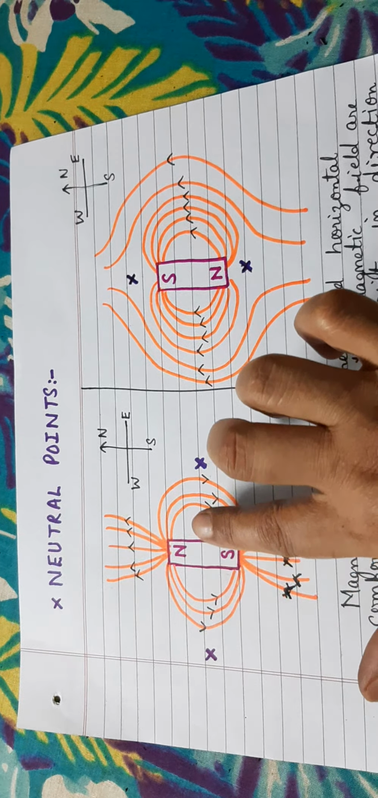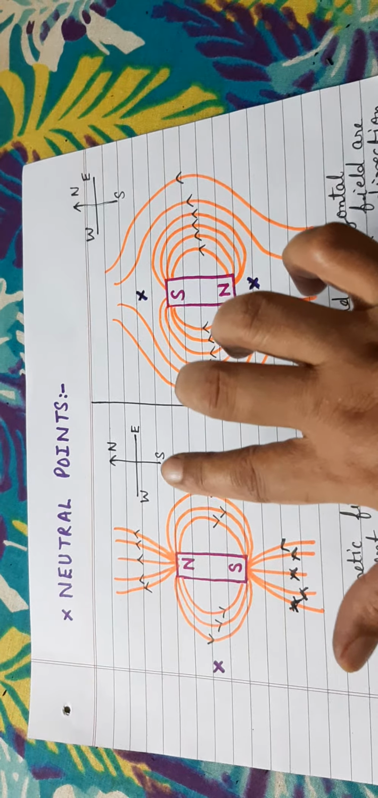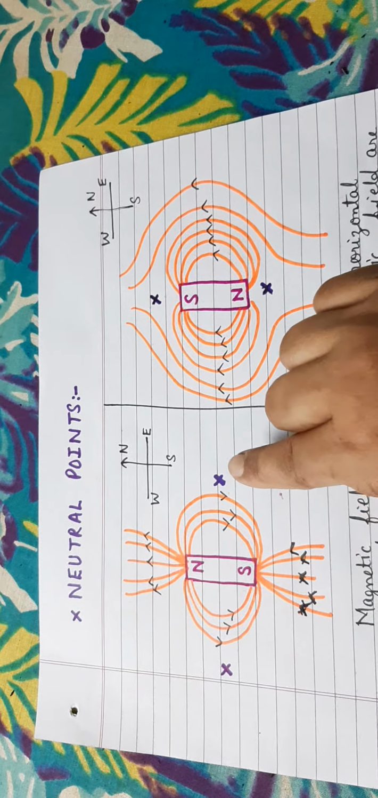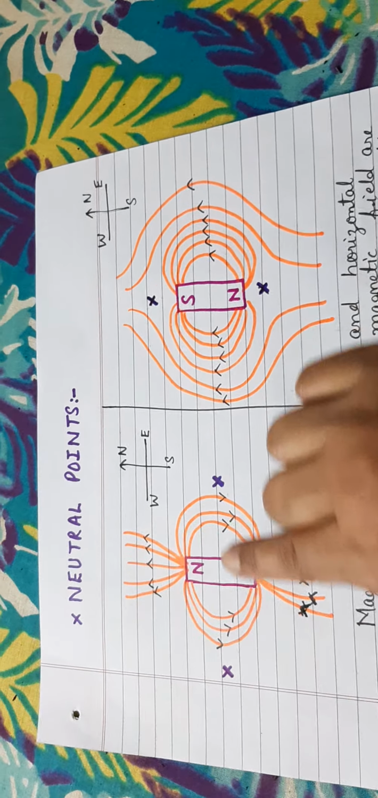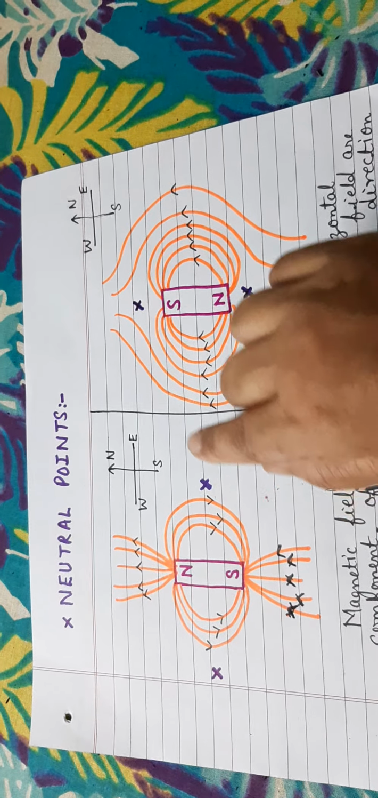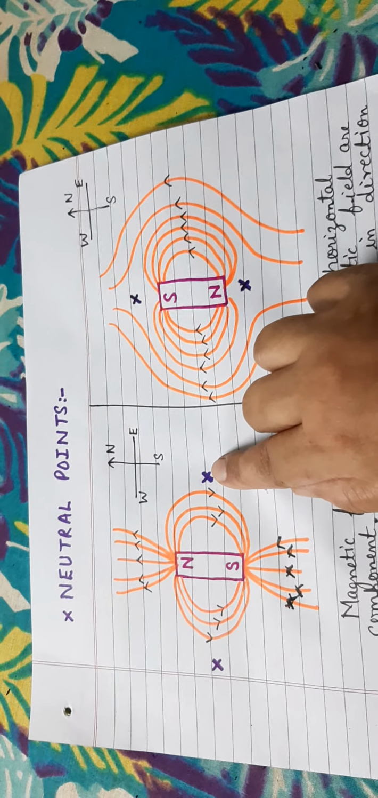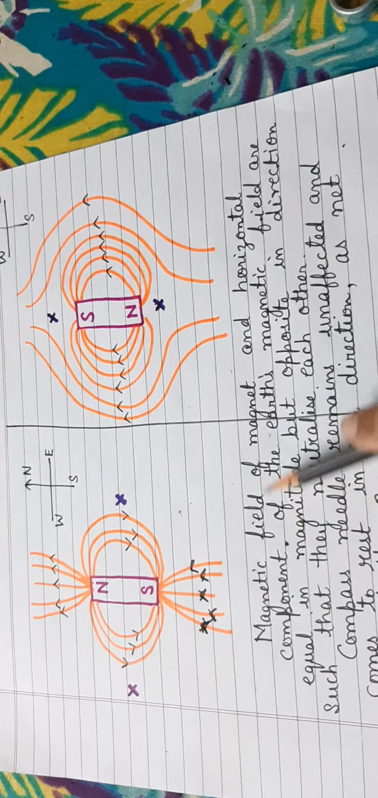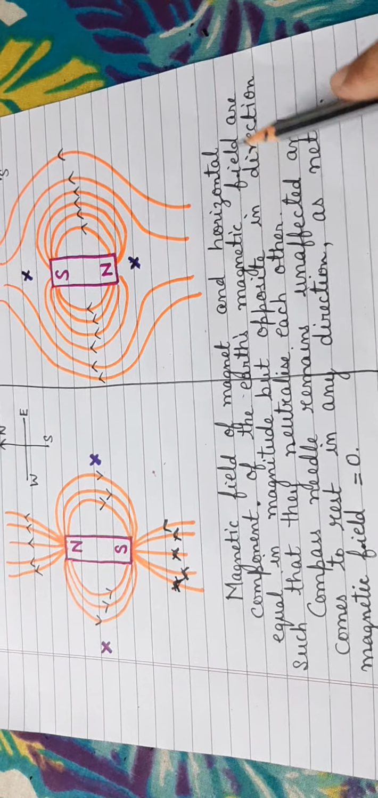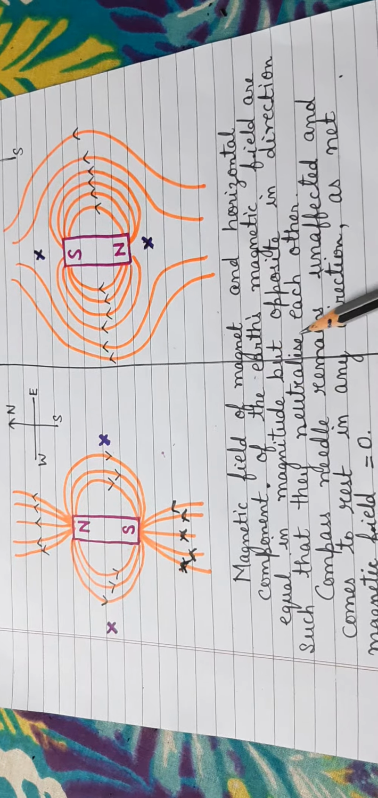Now, as you move away and away and away from this bar magnet, the magnetic field of the magnet becomes weaker and the Earth's magnetic field tries to counterbalance it, and there is a point which is reached where the magnetic field of the magnet counterbalances the magnetic field of the earth, and there you get a neutral point. I repeat, when the magnetic field of a magnet and the horizontal component of the earth's magnetic field become equal in magnitude but opposite in direction, you obtain a neutral point there.